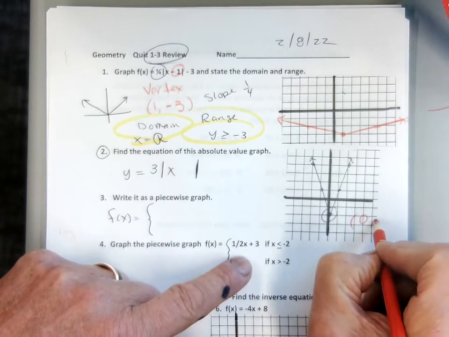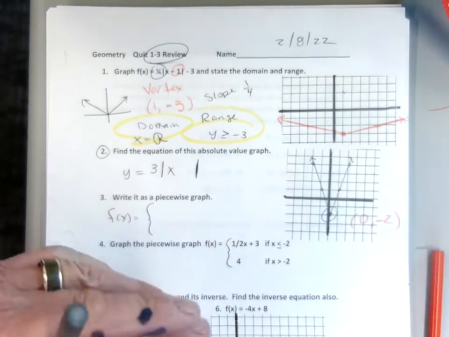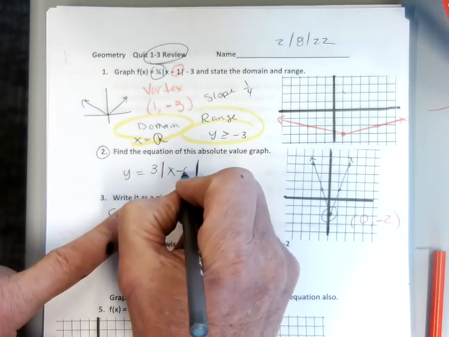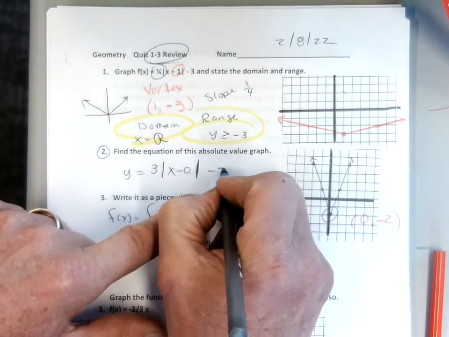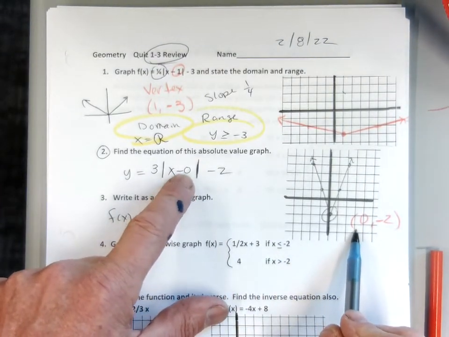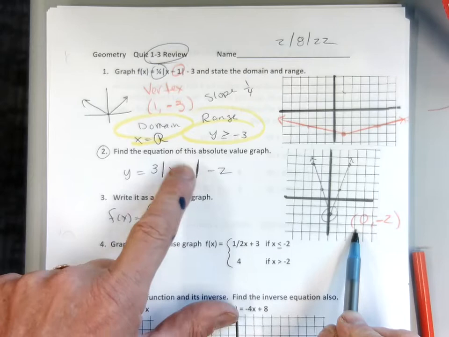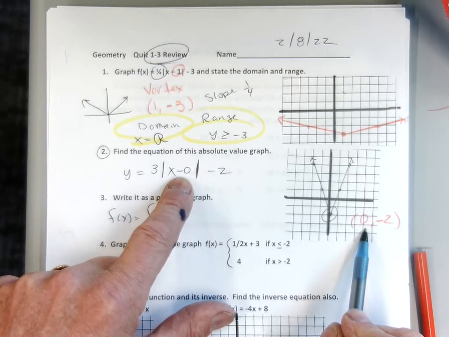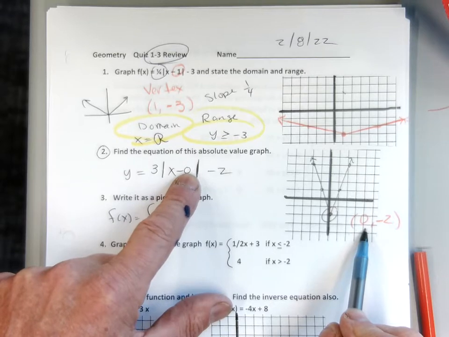0, -2. So I could put an x plus 0, or an x minus 0, I could. I don't really need it there. -2. You don't need the 0 here. I just put it there because it coincides with the vertex, okay? You do not need the 0. If you put it there, I'm happy with it too, okay?